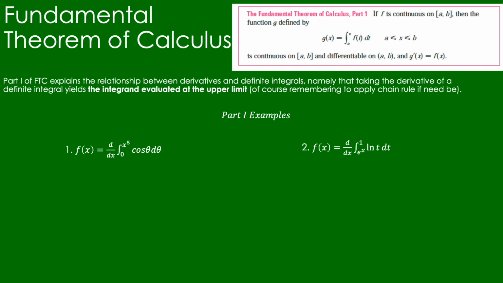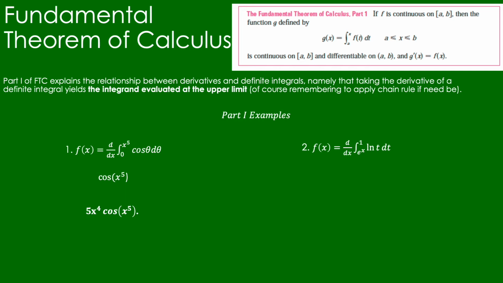In the first example, we see that the variable x to the fifth is in the correct position as the upper bound. So we can obtain the derivative by basically plugging in x to the fifth into cosine theta, and then we apply the chain rule. So first plug it in. Then by the chain rule, that means that we are multiplying by the derivative of the inner, which is x to the fifth, and the derivative of that is going to be 5x to the fourth. So that would be the answer for this one.